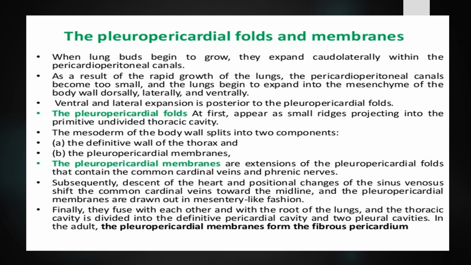Subsequently, descent of the heart and positional changes of the sinus venosus shift the common cardinal veins towards the midline, and the pleuropericardial membranes are drawn out in mesentery-like fashion. Finally, they fuse with each other and with the root of the lungs, and the thoracic cavity is divided into the definitive pericardial cavity and the two pleural cavities. In adults, the pleuropericardial membranes form the fibrous pericardium.